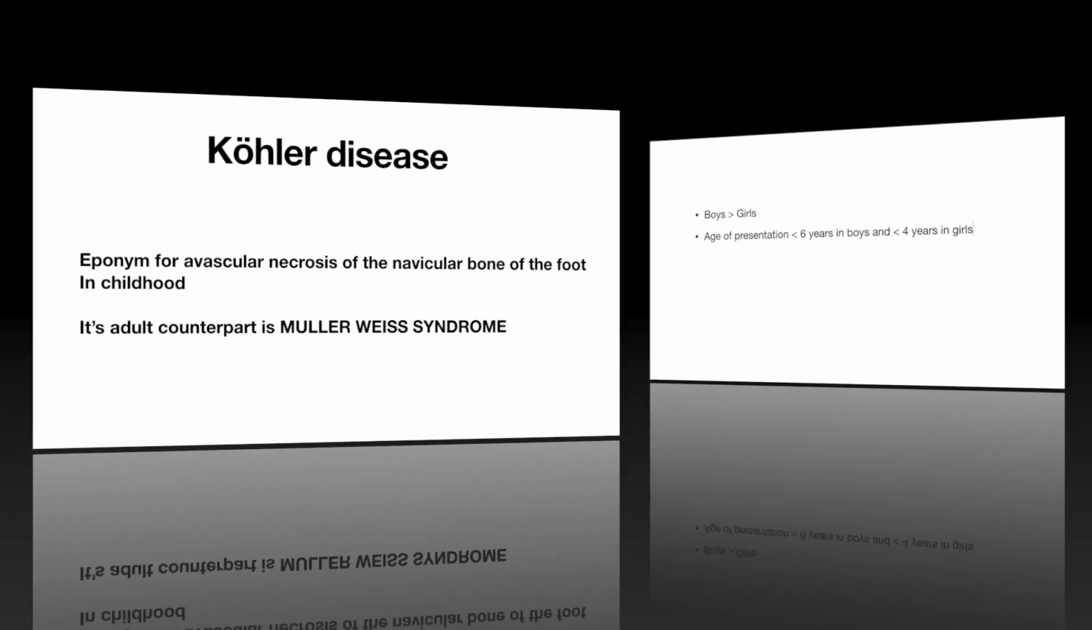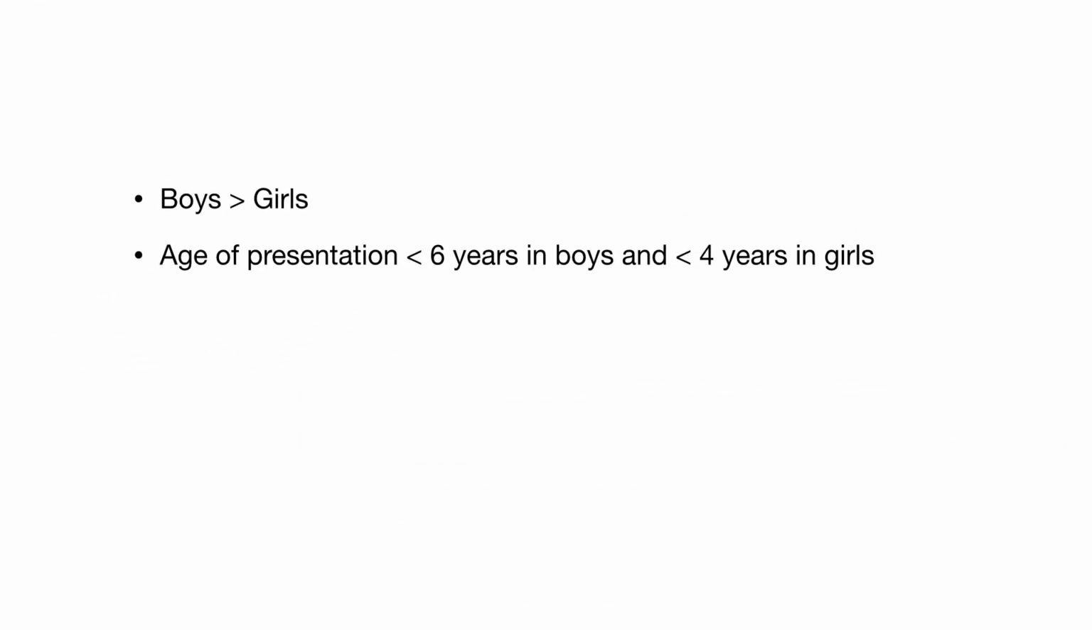Now coming to the epidemiology of Köhler's disease. Köhler's disease occurs more commonly in boys than girls. However, the age of presentation is reverse. It appears earlier in girls than in boys. In girls, it is seen in less than 4 years of age, and in boys, it is seen in less than 6 years of age.